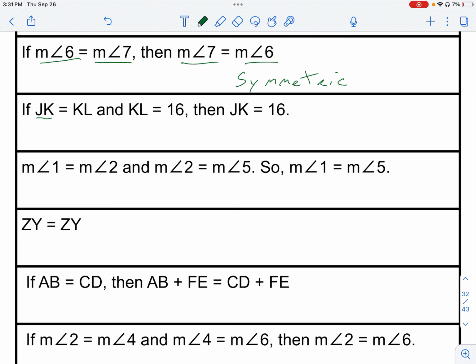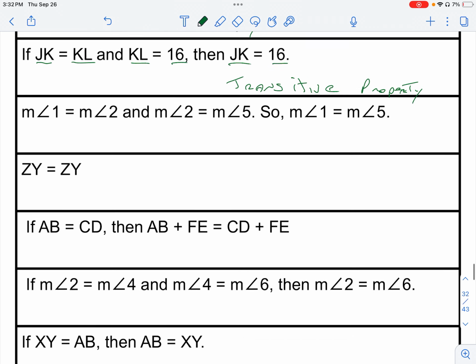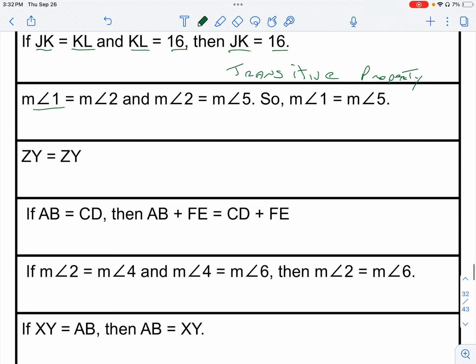Let's go to the next one. JK equals KL, and KL equals 16, then JK equals 16. It's transitive property. Our favorite. So measure of 1 equals the measure of 2. The measure of 2 equals the measure of 5. So the measure of 1 equals the measure of 5. Transitive again.